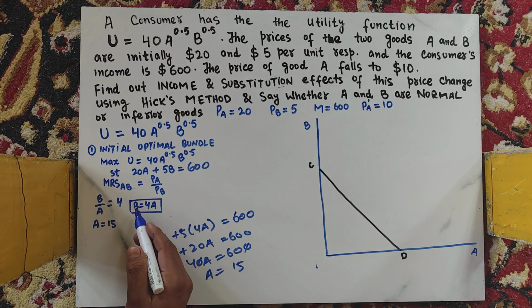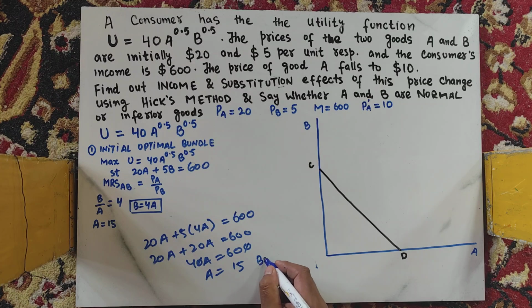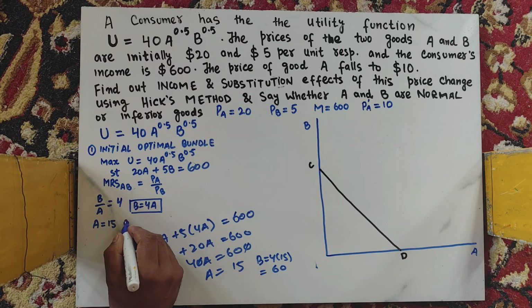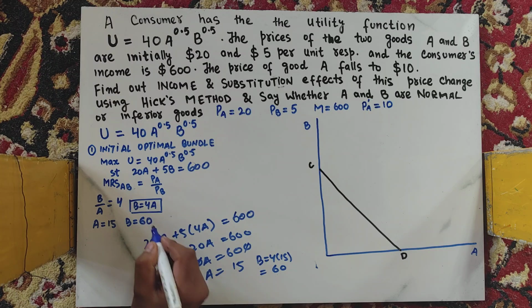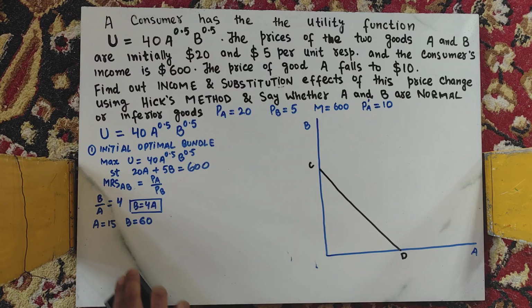And what will be B? Since B is equal to 4 times A, B will be equal to 4 into 15, which is equal to 60. So B will be equal to 60. So initially the optimal consumption bundle will be, the consumer will consume 15 units of good A and 60 units of good B. So on the graph, what exactly does it look like?